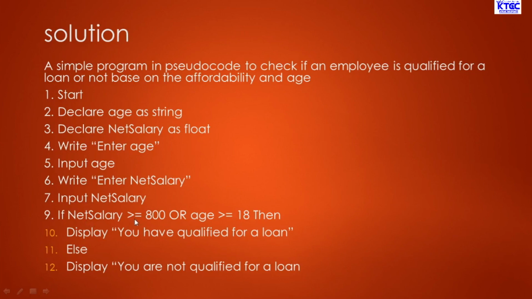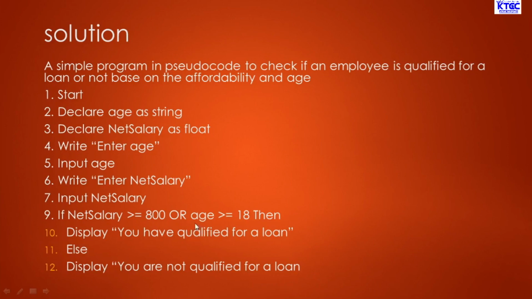If net salary is greater or equal to 800 cedis, it means if your net salary is equal to or more than 800 cedis, or your age is greater or equal to 18, then display you have qualified for a loan. Else means if this condition here is not met. If this is false, which means your net salary is less than 800, and this is also false, which means you are less than 18 years, then it should display and tell you that you are not qualified for a loan. So that is how the program works.